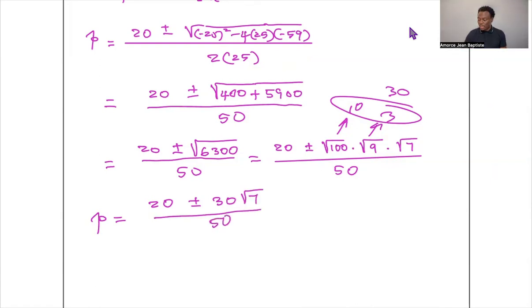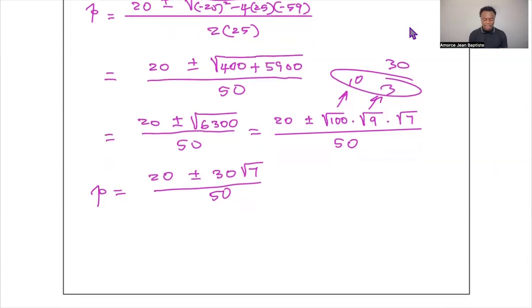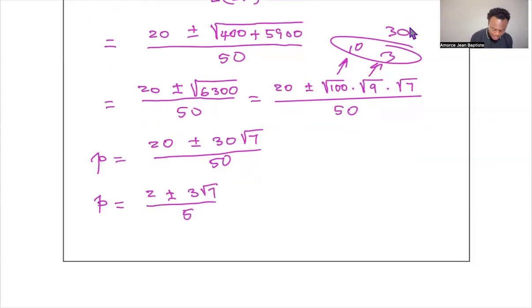Then now I can think about simplifying by 10, because all the numbers in the denominator and numerator are multiples of 10, and 10 is the largest factor that the top numbers and the bottom numbers share. I can simplify by 10. So my solution is 2 plus or minus 3 square root of 7 over 5. And you can keep it in condensed form.